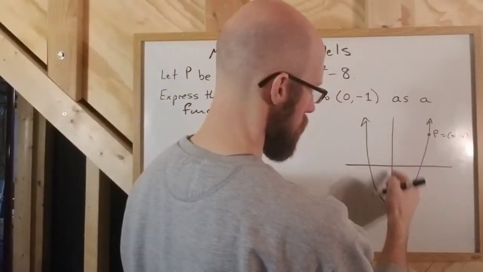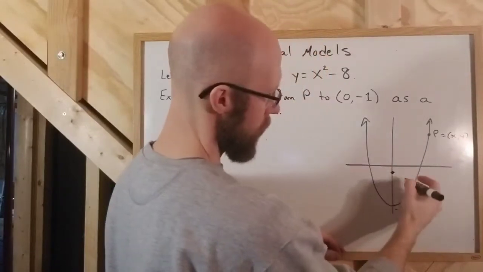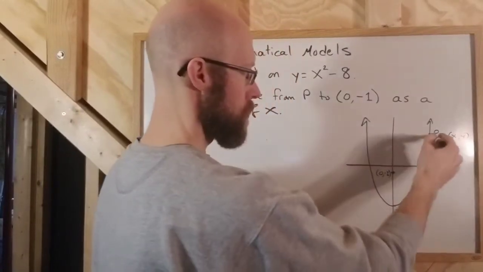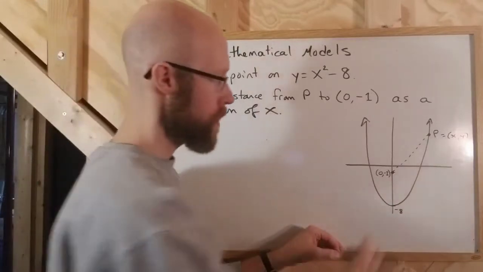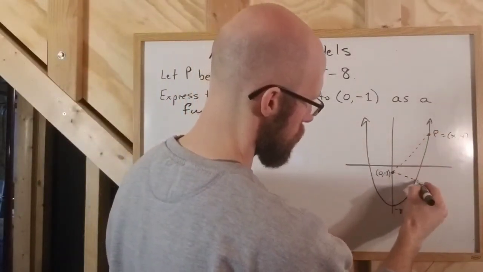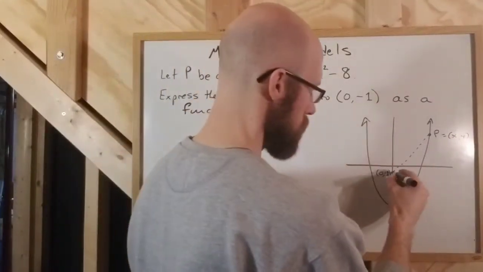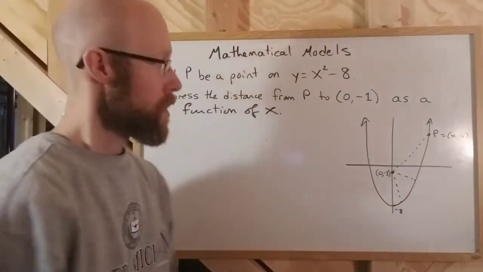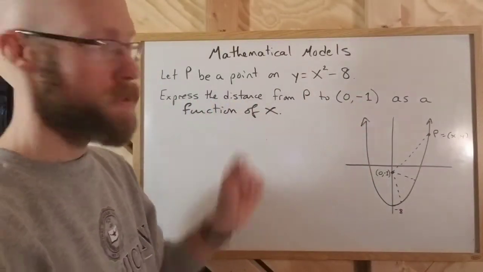Well, 0, -1 is somewhere here on the y-axis. And so I want to find the distance. Now, the distance will be different for different points, right? This point up here on the right might be further away than a point down here on the right. And so every point I choose will have a different distance to the point 0, -1. And so I want to make an expression, a formula for the distance in terms of x.